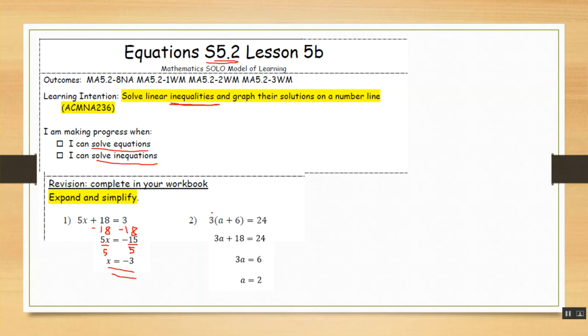Next one, expand the brackets. So 3a plus 18. 3 times 6 is 18. Then minus 18 from both sides. 24 take away 18 is 6. And then we divide by 3. With this one, you could actually divide 24 by 3 as well.